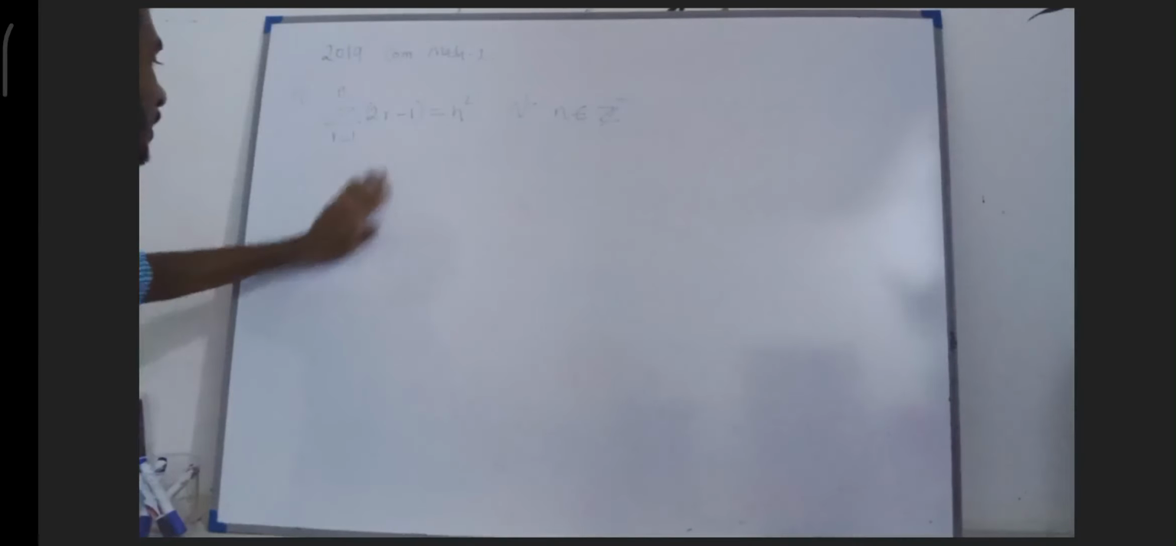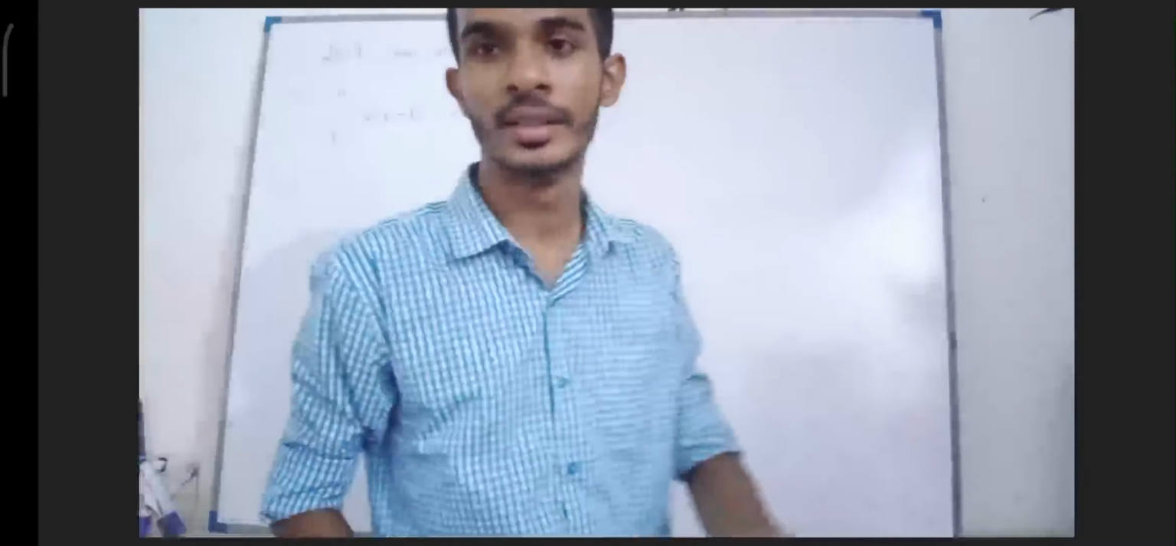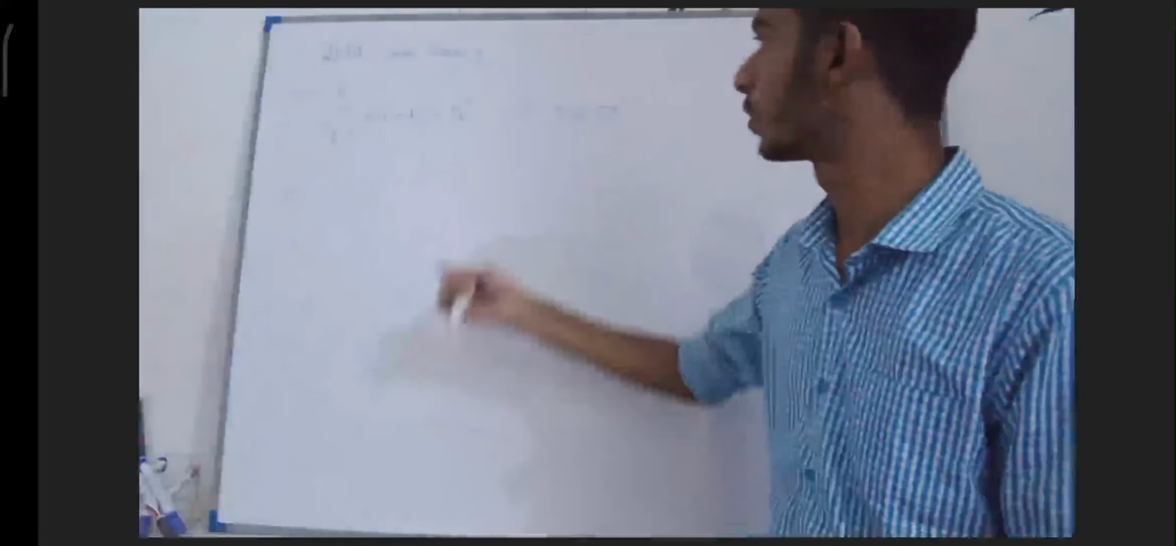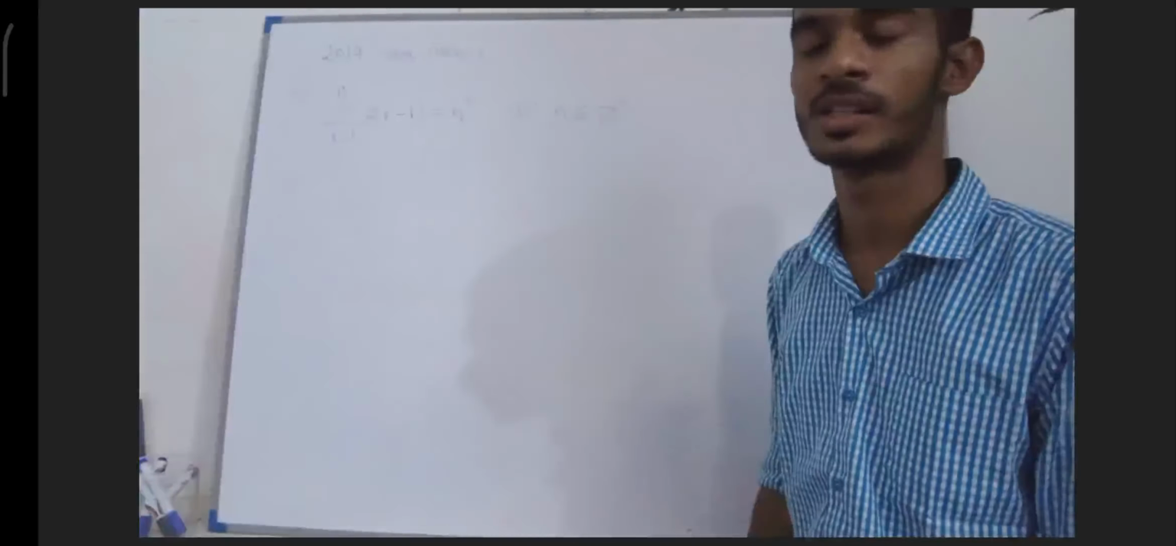So you know how to approach this kind of question. This is basically from the principle of mathematical induction. In the first step, you have to show that the result is true for n is equal to 1. Then you have to assume the result is true for n is equal to p. And then you have to show that the result is true for n is equal to p plus 1 as well.